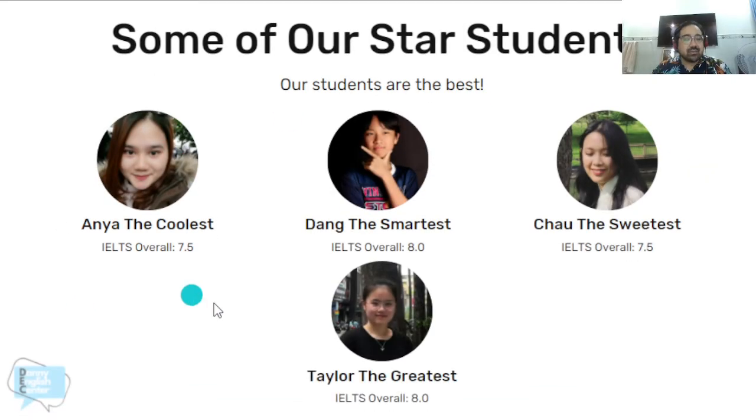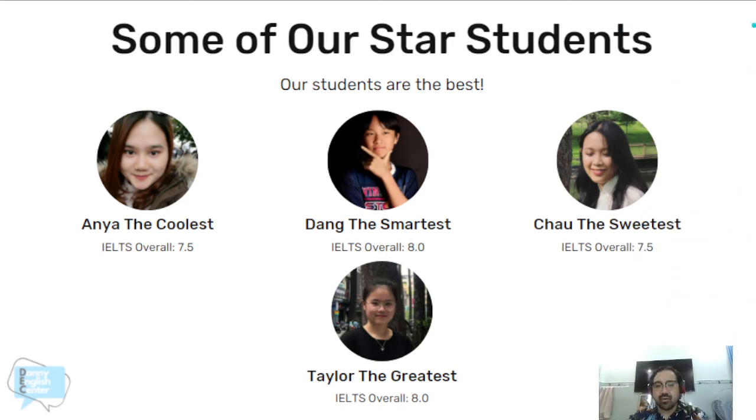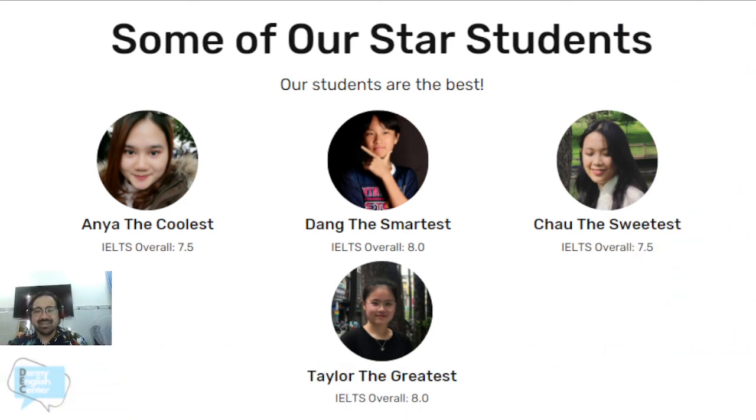To wrap this up, here are some of our star students. I'm not one of them, sorry. But we have some really awesome students. Smartest, the greatest Taylor, 8.0. Dan, who got 8.0. Chow and Anya, 7.5. And these are overall scores. So we really take pride in getting you guys to where you want to be.